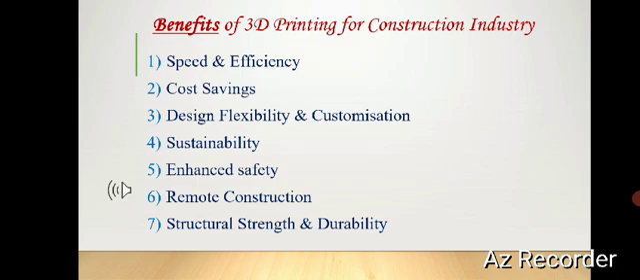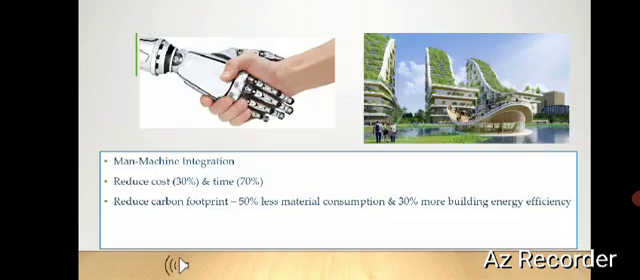Next is the enhanced safety. Remote construction, that is, 3D printing can be even adopted in remote locations and where there are disaster-prone areas. Next one is the structural strength and durability of the structural members. It also helps in man-machine integration, thus reducing the cost by 30% and time by 70%. It helps in reduced carbon footprint, that is 50% less material consumption and 30% more building energy efficiency.